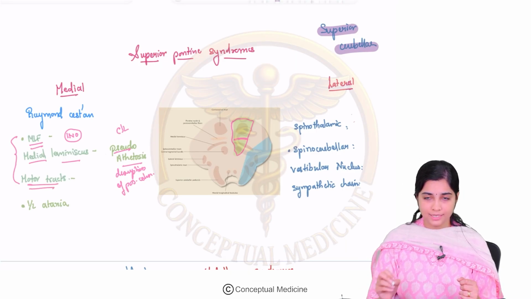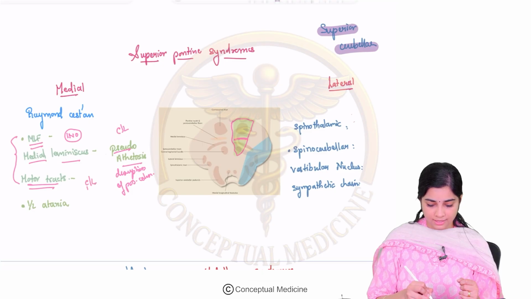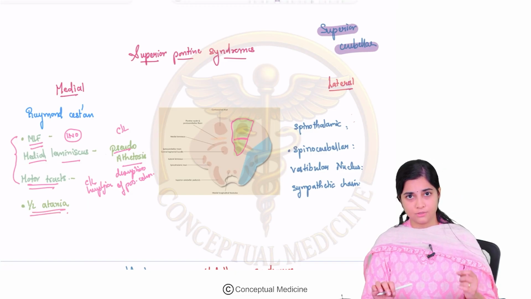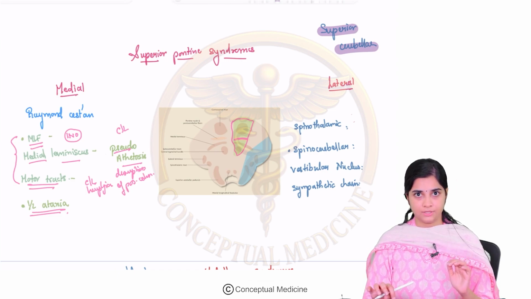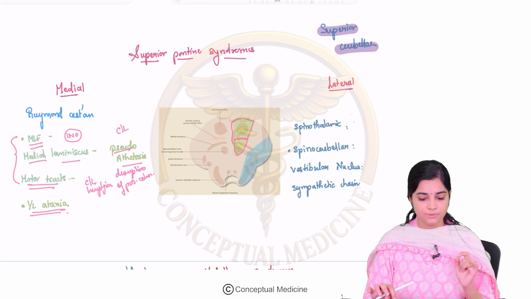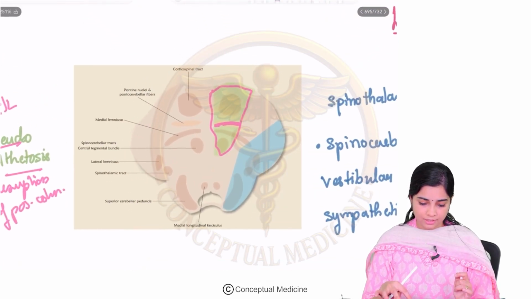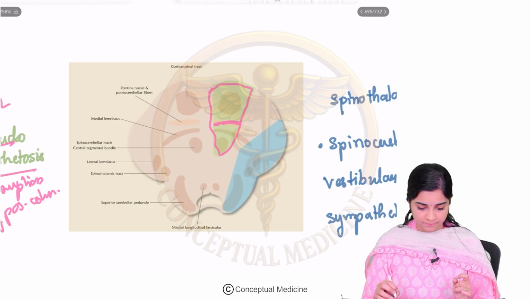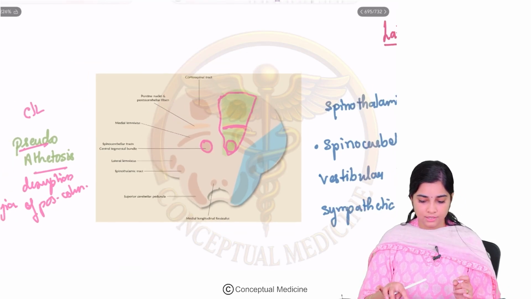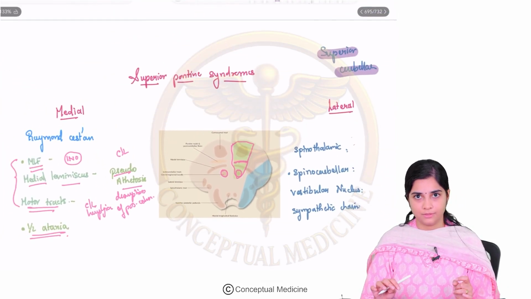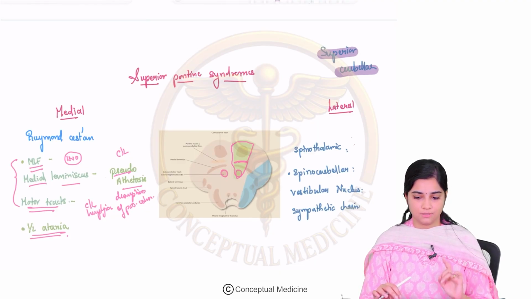Then the motor tracts can be involved, which results in contralateral hemiplegia. Okay, and you can also have ipsilateral ataxia. So remember, in all the pontine syndromes, ipsilateral ataxia, and the other features are contralateral. So you can have INO, pseudoathetosis, and you can have involvement of the corticospinal tract, right? So why do you have your ipsilateral ataxia? As you can see here, it is due to the spinocerebellar tract involvement. Okay, so this is your Raymond-Sestan syndrome.